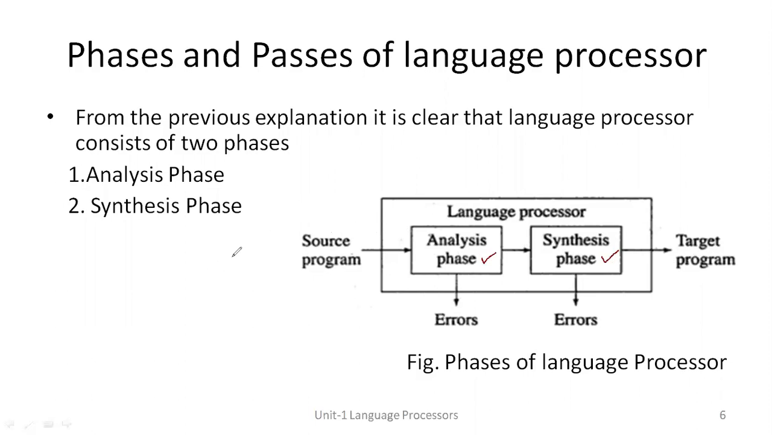Now we have seen in the previous slide the percent profit example and the assembly code for that particular example. By looking at this particular diagram, you may feel that the language processor takes a single statement, analyzes it, passes it to the synthesis phase, and a target program is generated. But this is not going to be true. Why? That we will see in the next slide.